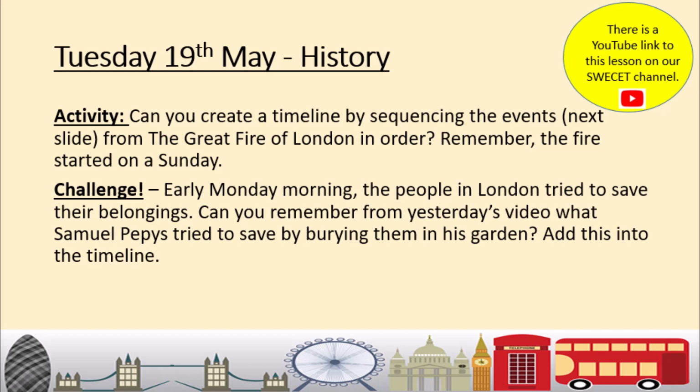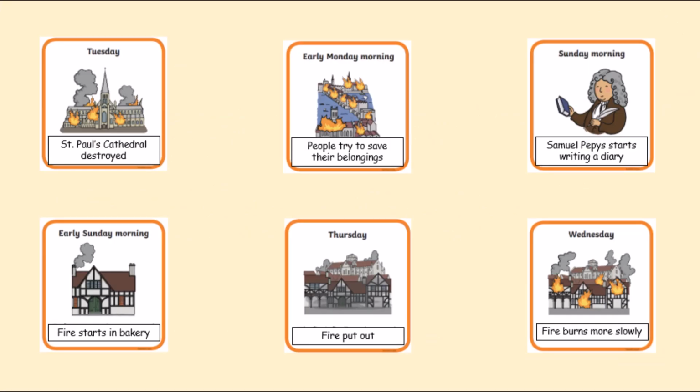The activity says, can you create a timeline by sequencing the events, which are on the next slide, from the Great Fire of London in order? Remember, the fire started on a Sunday. On the next slide are 6 events which happened during the Great Fire of London. However, they are not in the correct order.